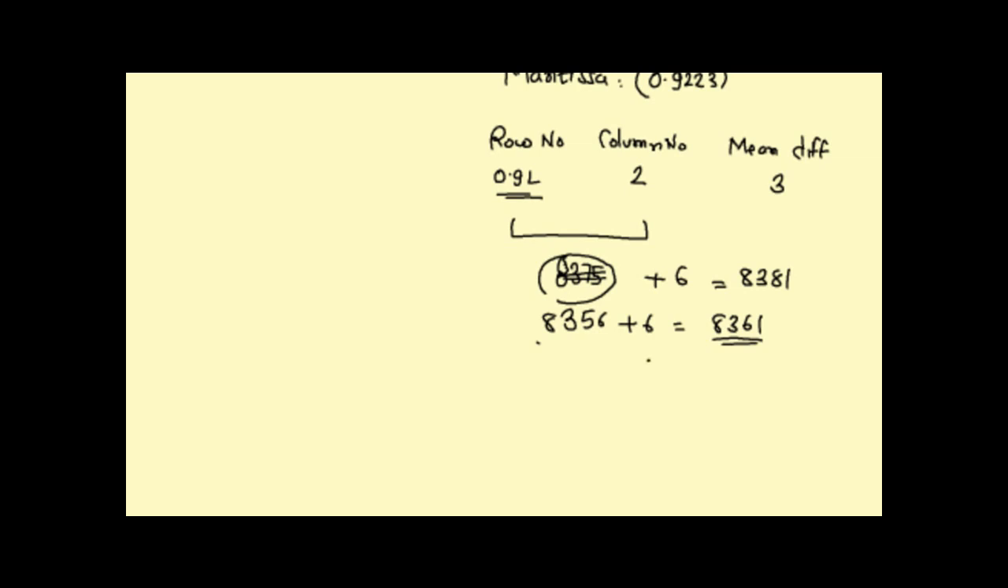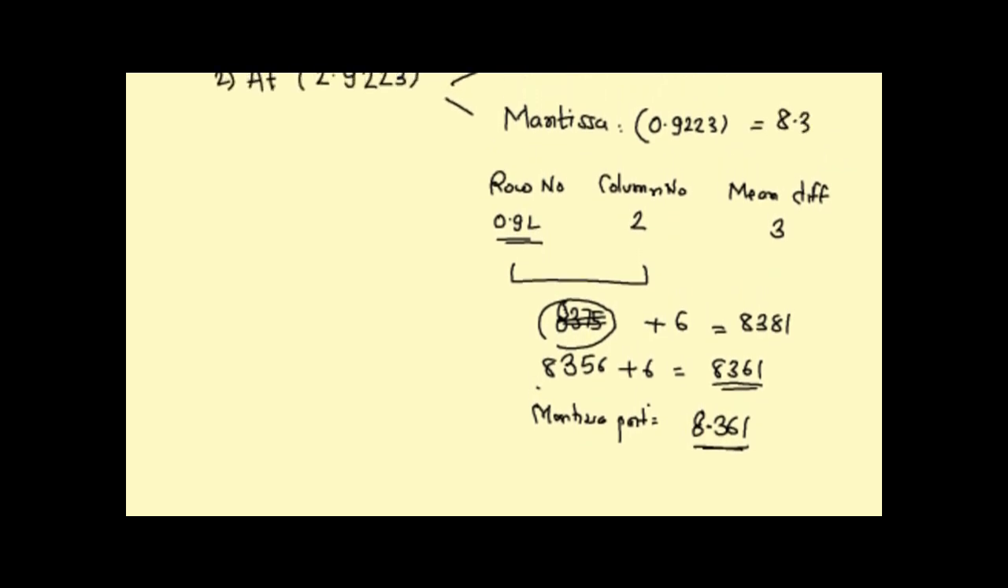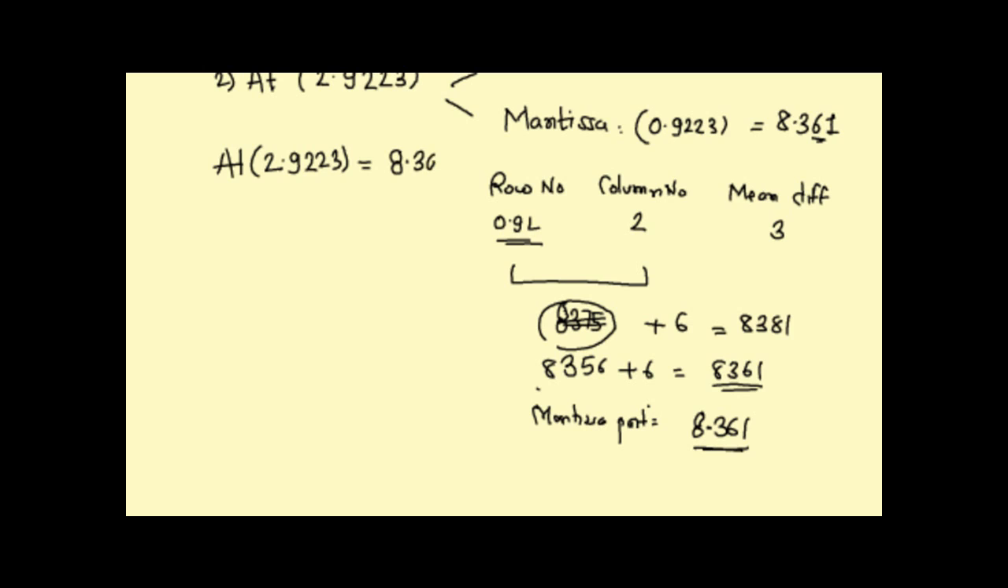Okay, so it is equal to 8.361. So final value of antilog of 2.9223 is product of Mantissa and characteristic, that is equal to 8.361 into 10 raised to 2, that is 836.1.